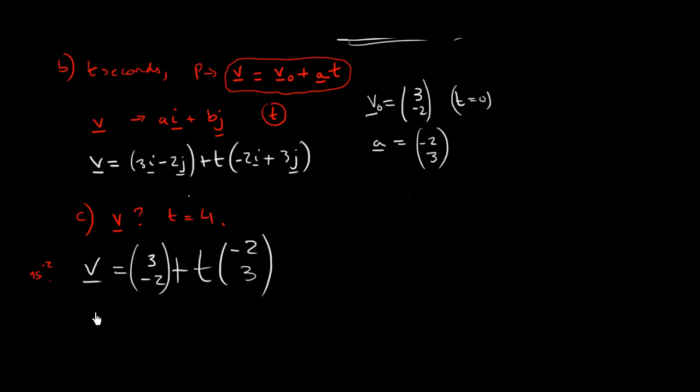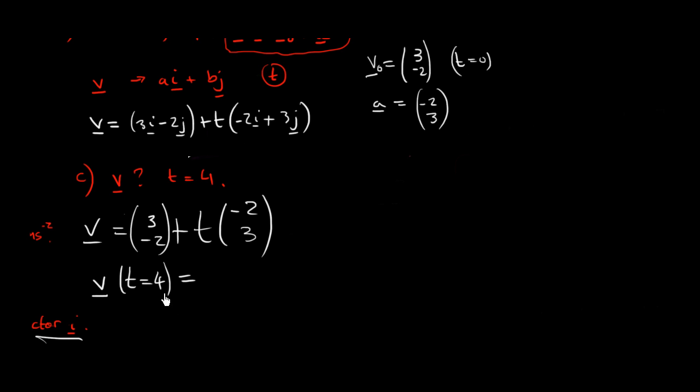So that's easy. I can write it like this, bit weird notation, but I kind of like it. It's quite neat. It is equal to 3 plus 4 times minus 2, that's minus 8. 3 minus 8 is minus 5, and minus 2 plus 4 times 3, which is 12, so that's going to be minus 2 plus 12, and that's going to be positive 10.